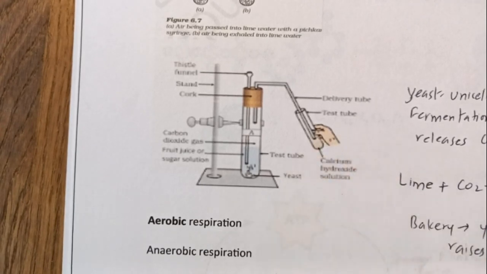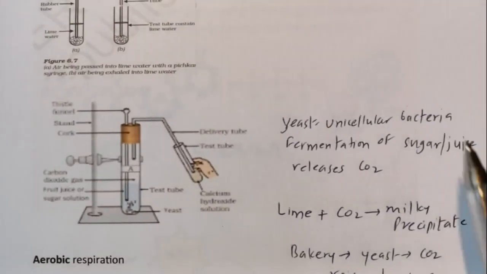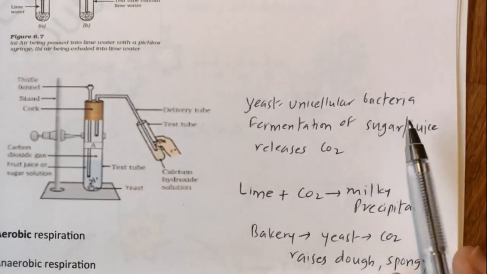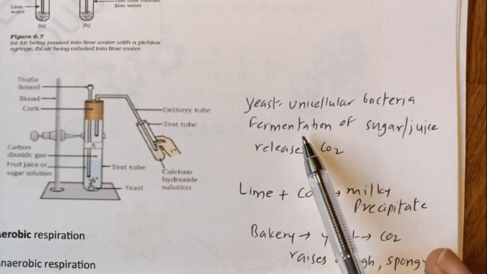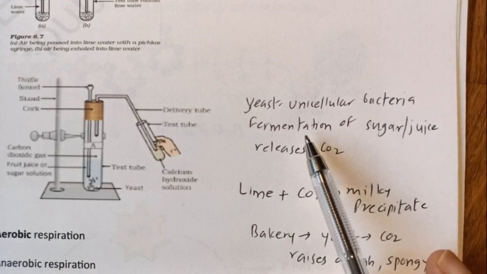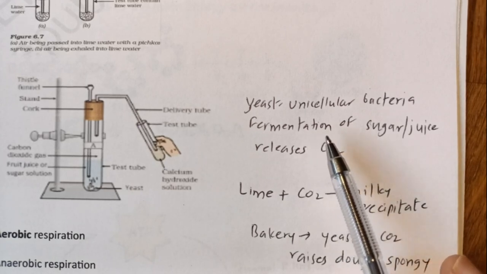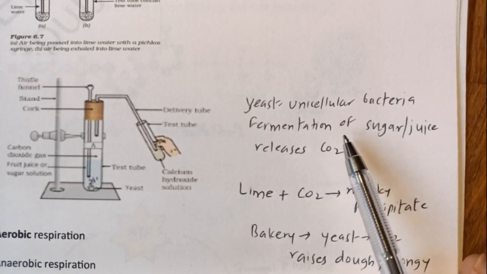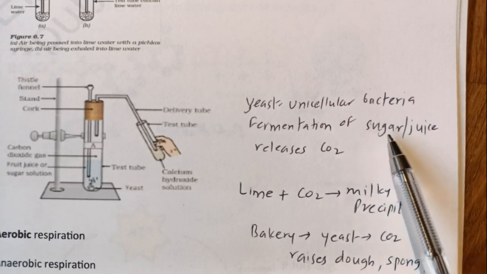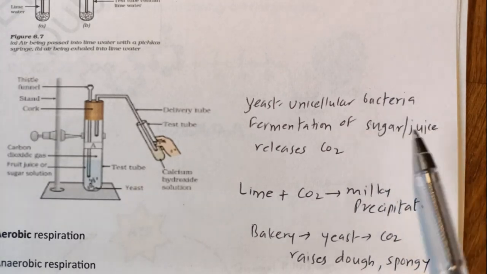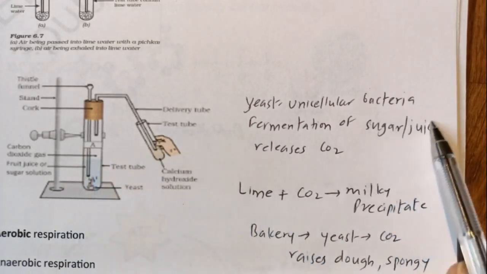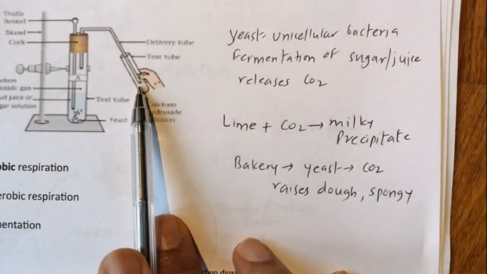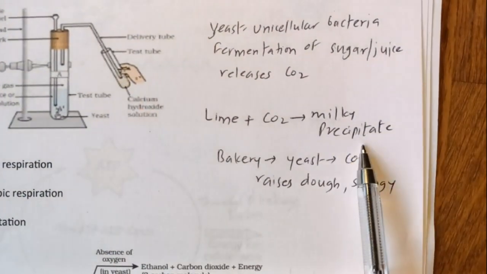Again, because yeast is a unicellular organism, it metabolizes, and the metabolism in the yeast is a process called fermentation, that is anaerobic respiration. It causes breakdown of the sugar or the juice in the test tube, which releases carbon dioxide. This carbon dioxide combines with the lime here, and that causes a milky precipitate.